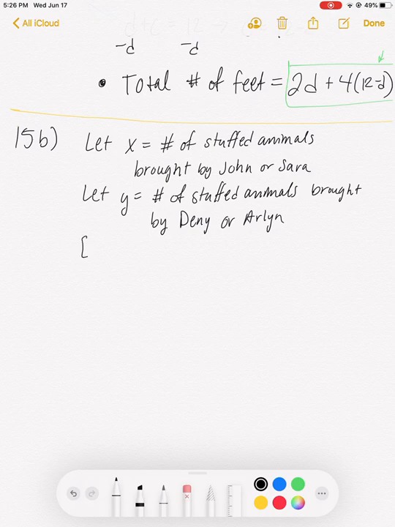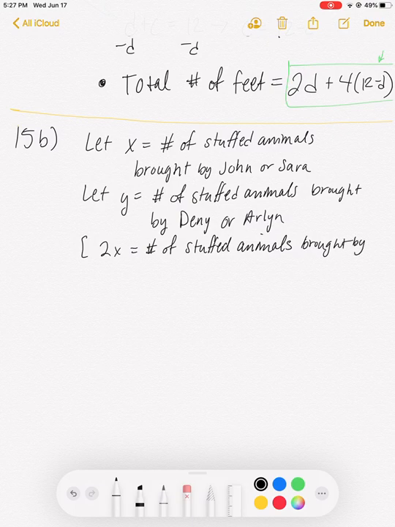Okay, so I'm going to write this down here. So Lauren is 2x. Oops, not. She is not 2x. So 2x is equal to the number of stuffed animals brought by Lauren. Okay, so we have all of these variables here assigned.